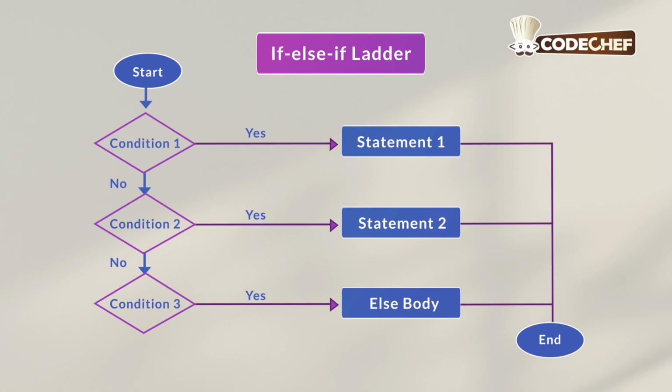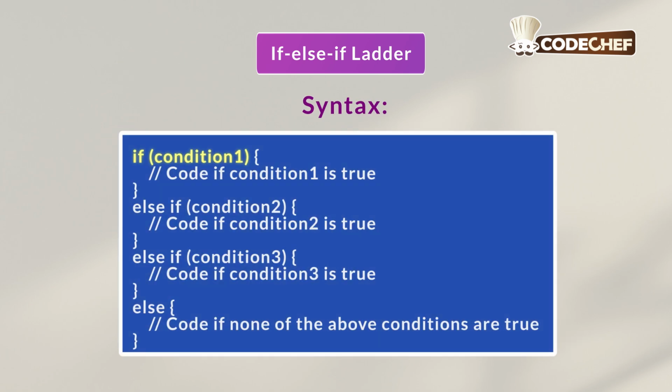Let's have a look at the syntax for clarity. So, if then condition 1. Now, inside curly braces, we will write the code which will be executed if condition 1 is true. Then else if. Now, inside else if, condition 2 will be checked. Then, if that condition is true, again, the code which is written inside the curly braces for the else if block will be executed. In case that is not true, then again else if and condition 3 will be checked.